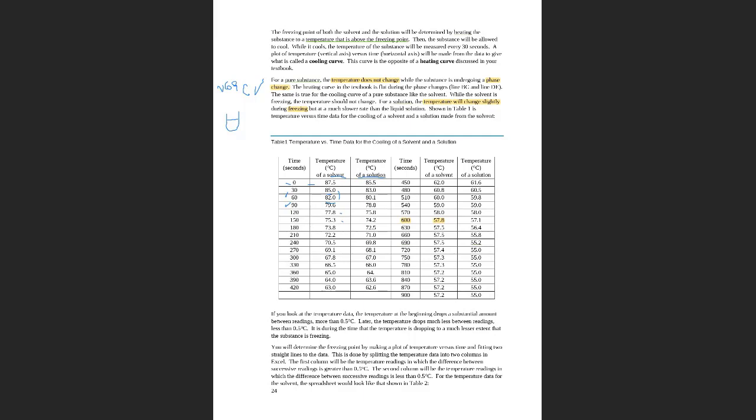So let's look at here, the pure solvent. The pure solvent here at 570 seconds reads 58.1 Celsius, and at 600 seconds, 57.8. The difference between these two is what? It's very short. So you will put that in a second column. So this is what they are trying to explain here.